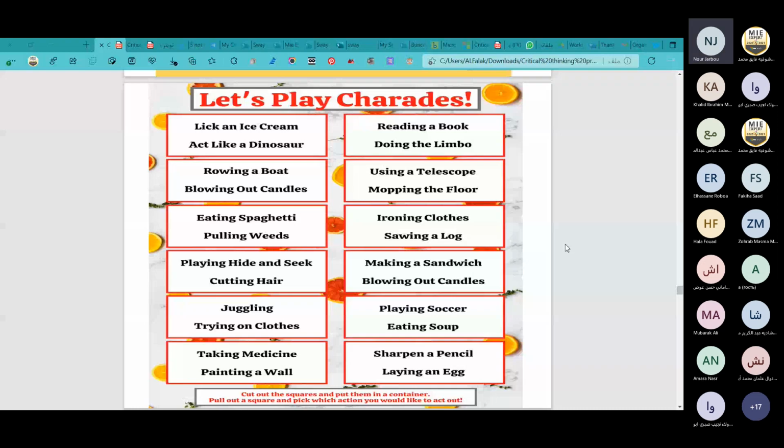Yes, and also, can you move the slides, please? We have also vocabulary. We have a lot of vocabulary activities that promote critical thinking skills.